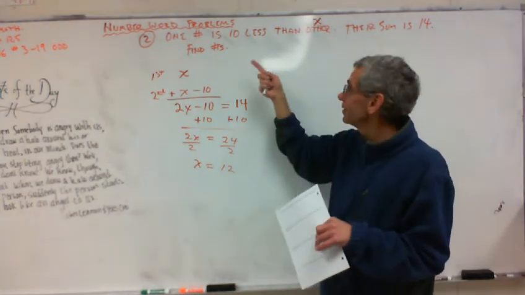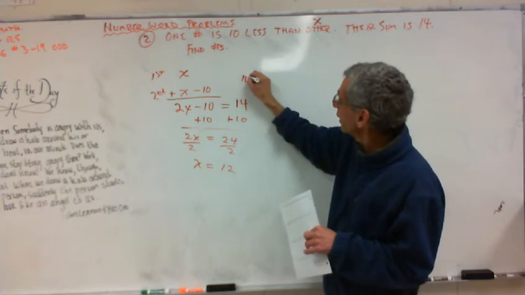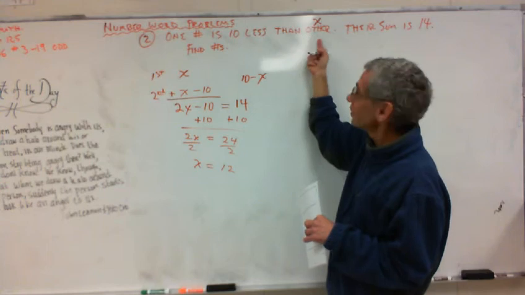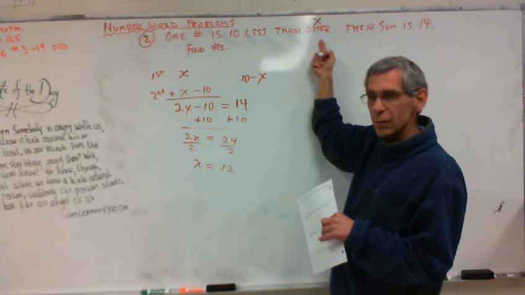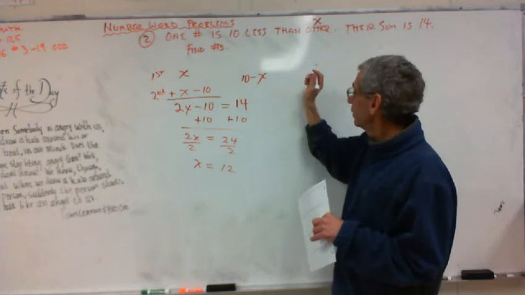Don't do 10 minus this. Don't do 10 minus x. That's what a lot of people do. They'll say, oh, the second number is 10 minus x, because it says 10 less than another. But that's not what it is. It's the other number and then minus 10, right?